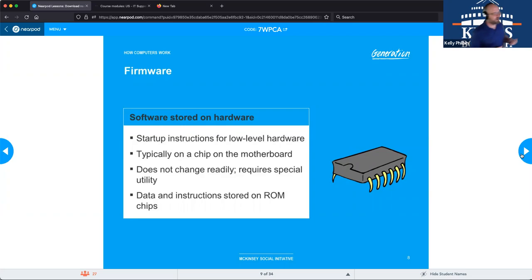So firmware, software stored on hardware. Like we're talking about with BIOS, it is startup instructions for low-level hardware. It's typically on a chip that is soldered onto the motherboard, something like this. That would be soldered directly onto the motherboard, already has those instructions built upon it, and it does not change readily. It requires some special utility to be able to change it.